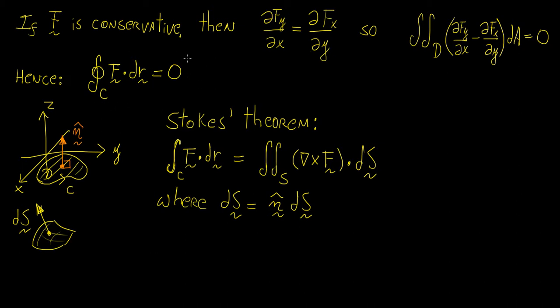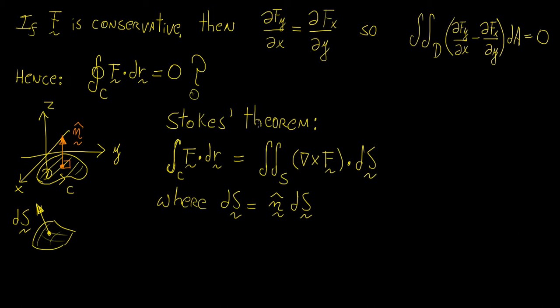So this is a pretty big implication, and it essentially means that if you have a closed contour, it doesn't matter what the shape is, as long as F is conservative, that means that the partial of Fx with respect to y and the partial of Fy with respect to x are equal to each other, then the line integral along that closed contour is going to be equal to 0. Now, why is that the case? Well, in order to understand why this is the case, we need to explore another integral theorem called Stokes' theorem.